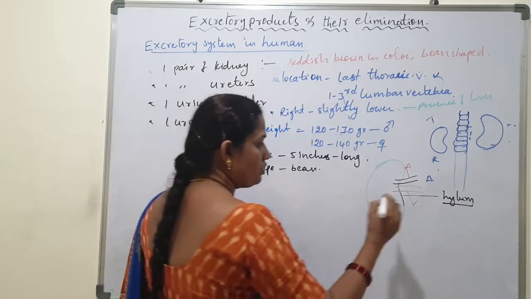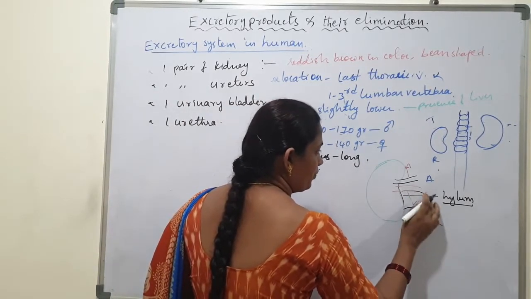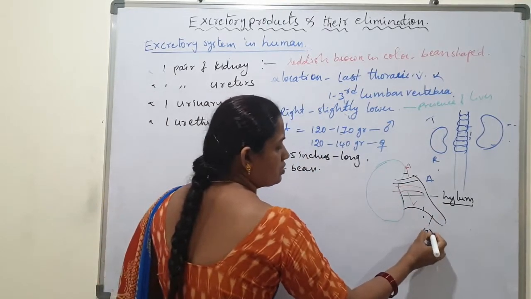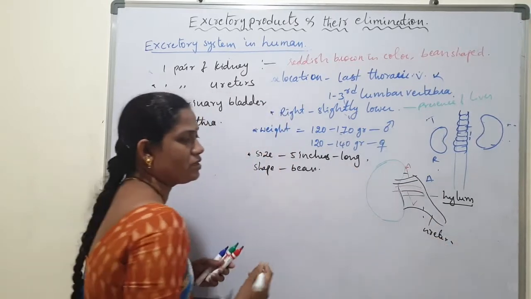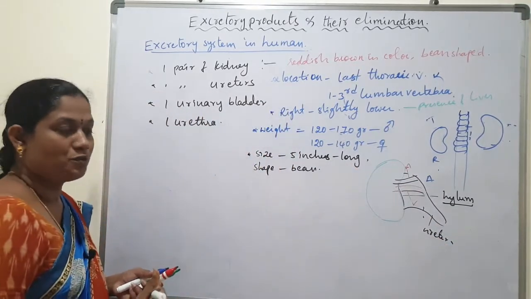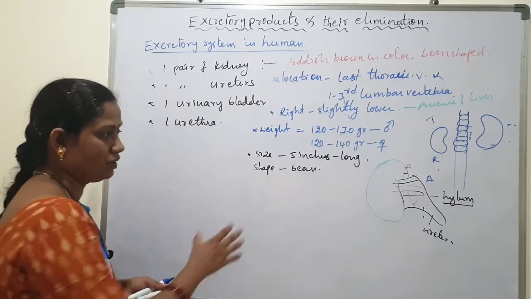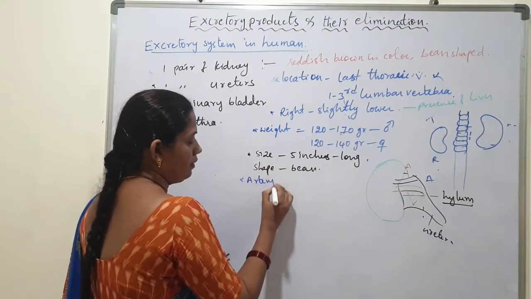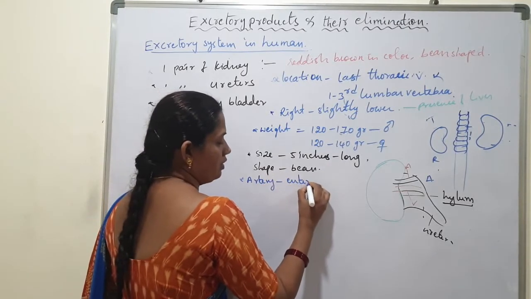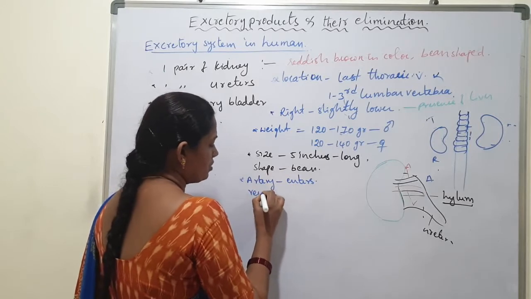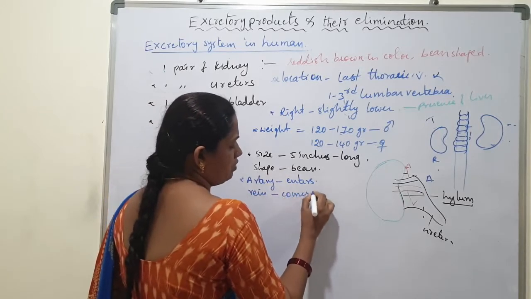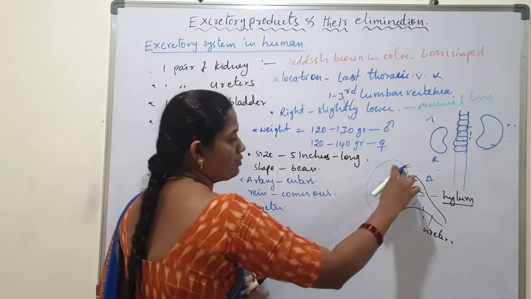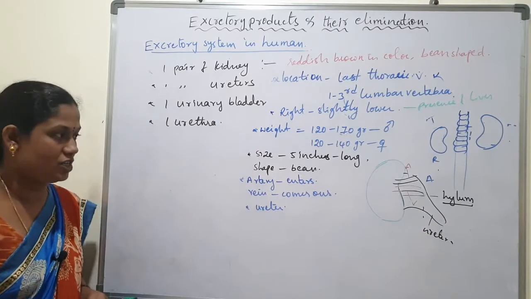Also, a long tube, the ureter, comes out. The ureter opens into the urinary bladder. So one artery enters, the vein comes out, and the ureter also forms at this hilum region.